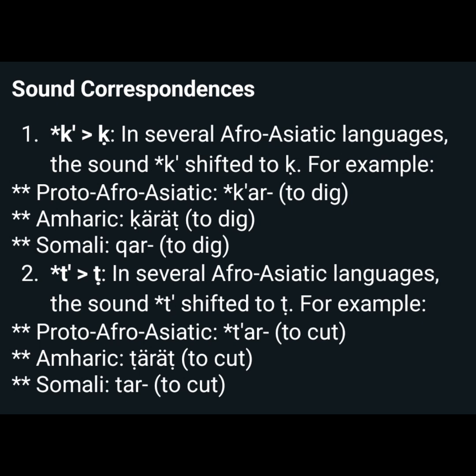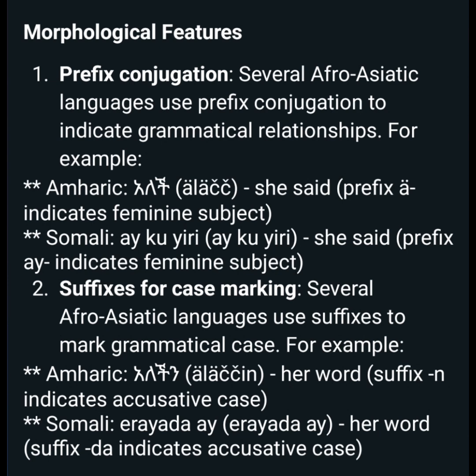He also identified sound correspondences, which are regular patterns of sound change between languages, as evidence of linguistic relationships. Third, morphological features. Ehret cited morphological features such as the use of prefixes and suffixes to indicate grammatical relationships as evidence of a shared linguistic heritage.